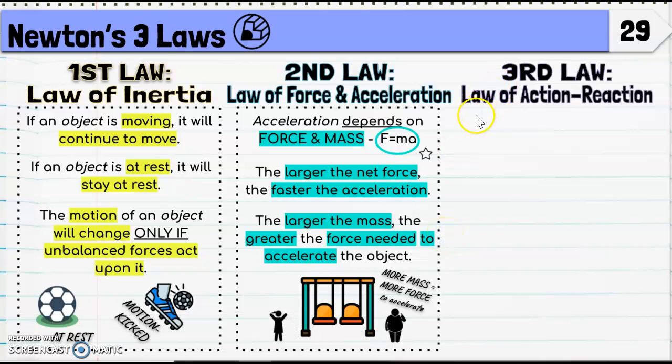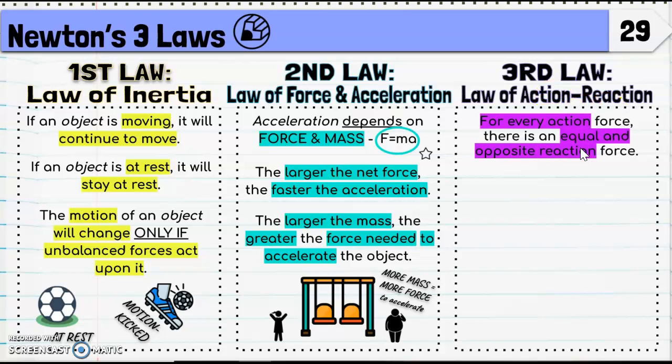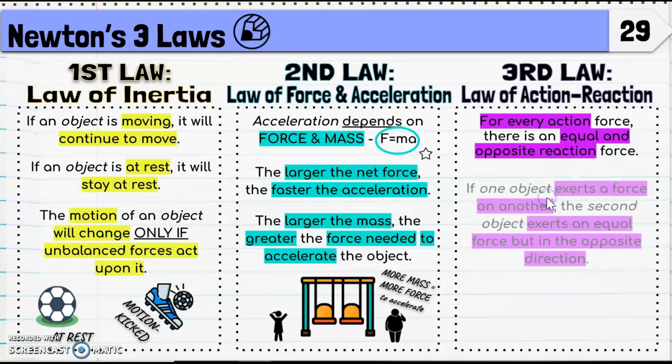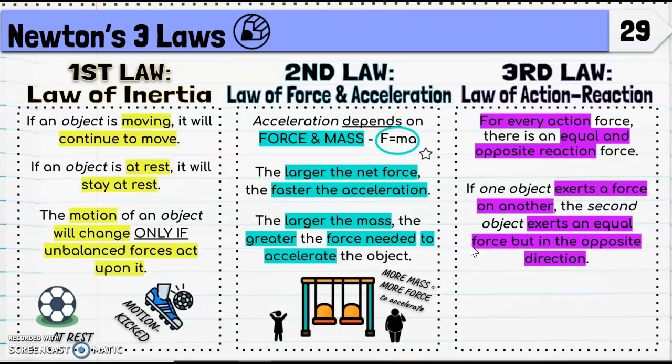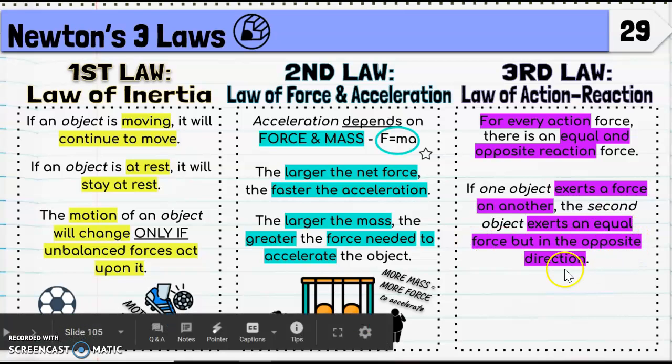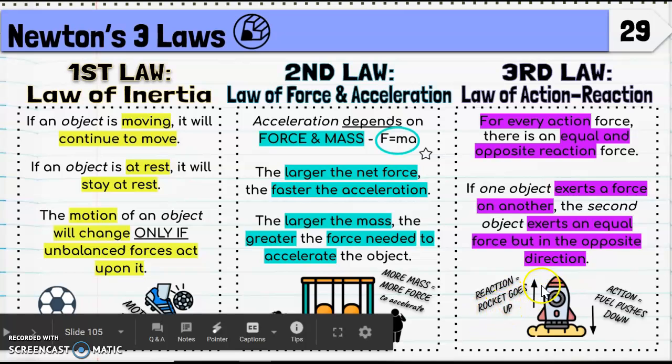The third law is called the law of action-reaction, and what that means is for every action force, there is an equal and opposite reaction force. So if one object exerts a force on another, the second object exerts an equal force, but it's in the opposite direction. For example, if we take a look at this rocket, the action is the fuel pushing down, then the reaction is the rocket goes up.